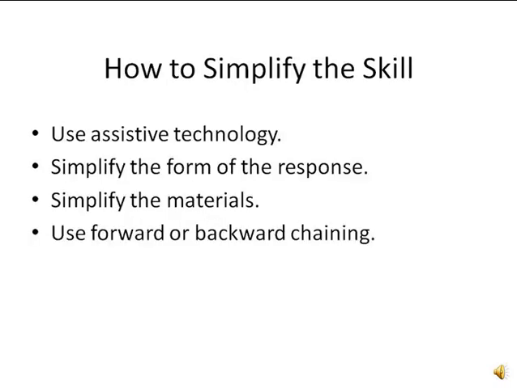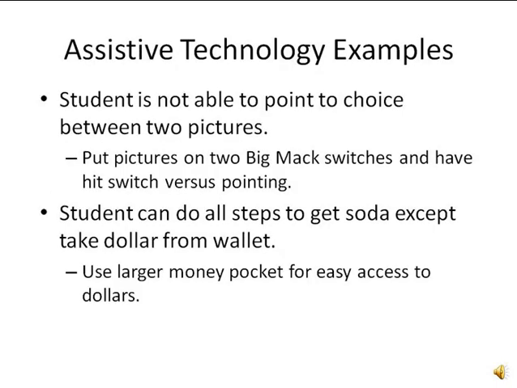The first one is when the student is making no progress. You can simplify the skill. You can do that in one of four ways listed here. The first one is to use assistive technology examples. If the student is not able to point to pictures that you're providing, or if they're not able to identify information that's being presented to them, we could provide them with a more consistent way to respond, or opportunities to respond, by providing assistive technology for the student.